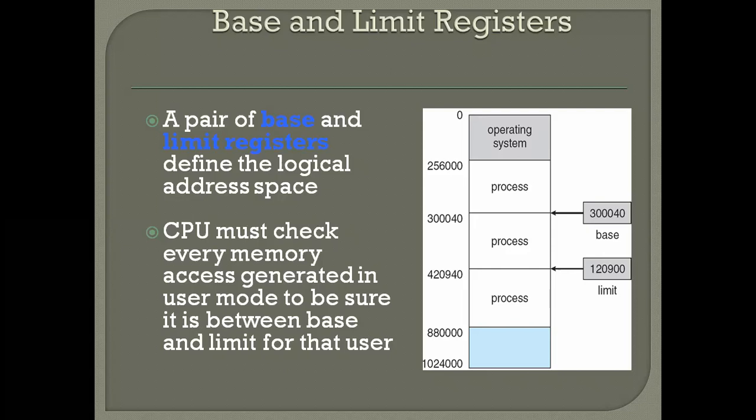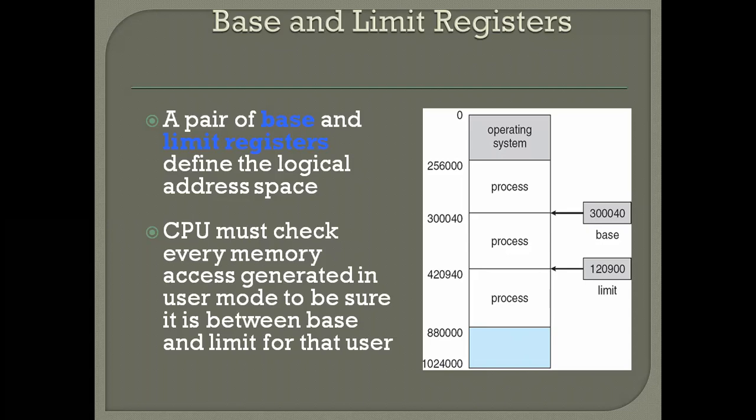A typical instruction execution cycle, for example, first fetches an instruction from memory. The instruction is then decoded and may cause operands to be fetched from memory. And after the instruction has been executed on the operands, results may be stored back in memory. So the memory unit sees only a stream of memory addresses, and it does not know how they are generated and what they are for.